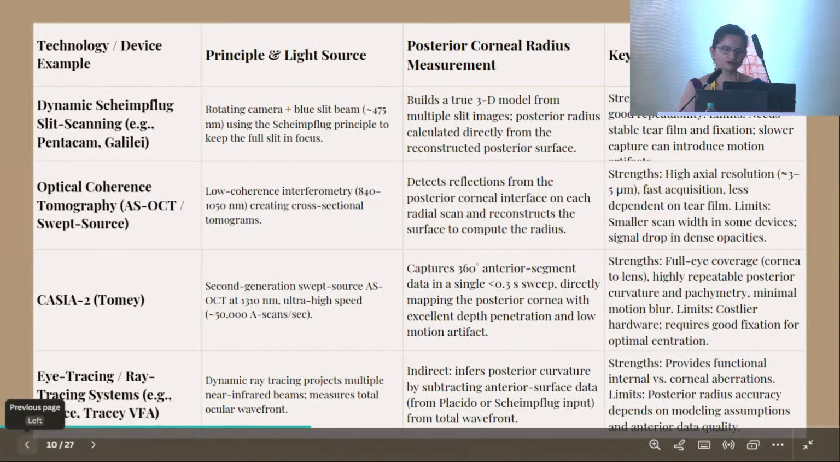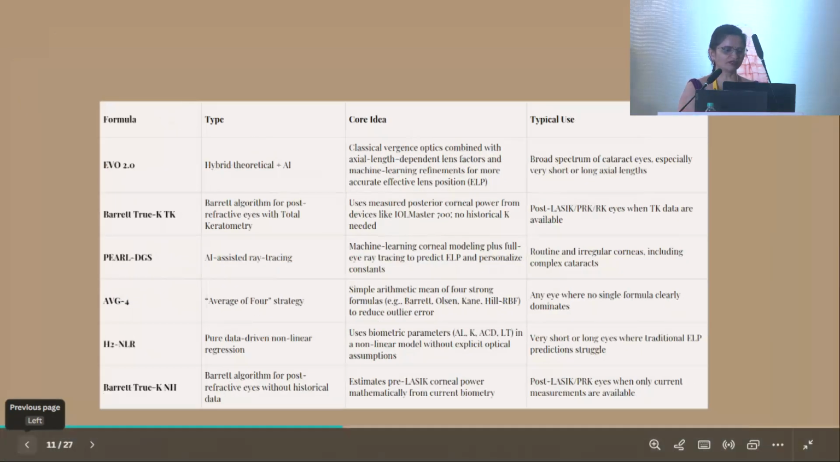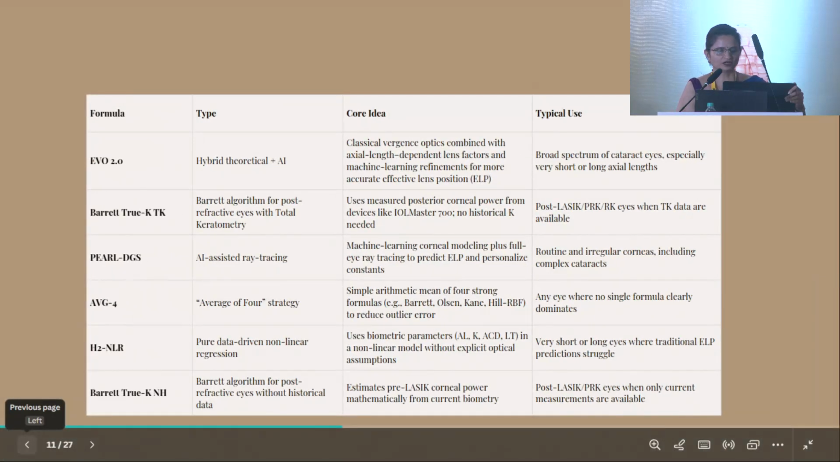Now Scheimpflug and anterior segment OCT systems measure the posterior cornea directly, which I mentioned, and the newer ANTERION swept source OCT offers very wide, the fastest and most repeatable mapping. But of course it is impossible to have the entire armamentarium at our beck and call, and these newer formulas are also of importance because very short, very long, post-PRK eyes, they come to our rescue.